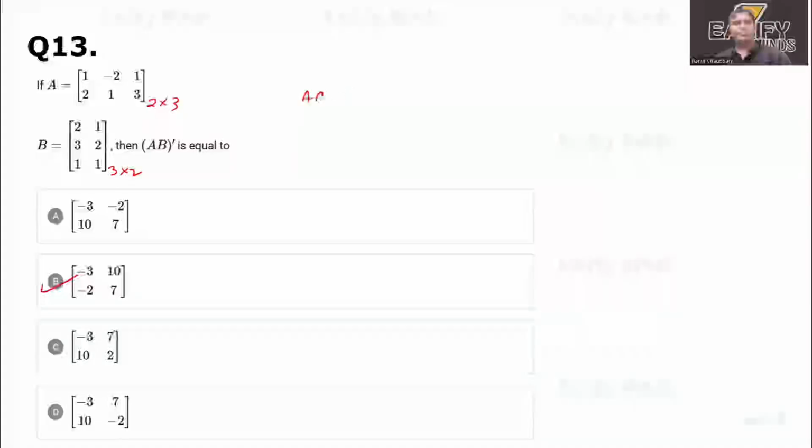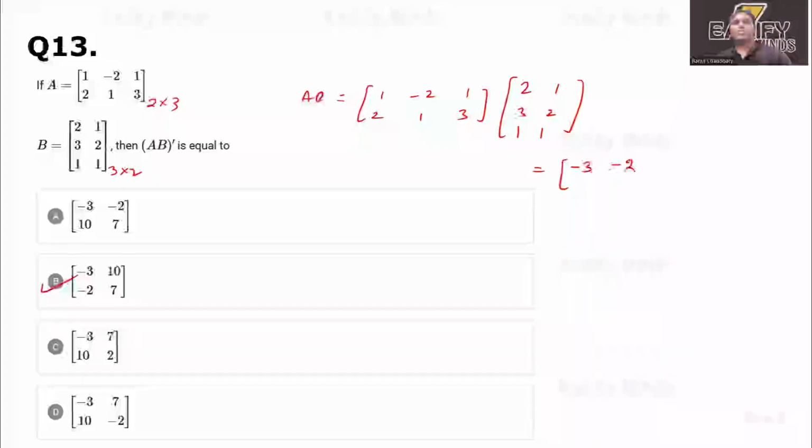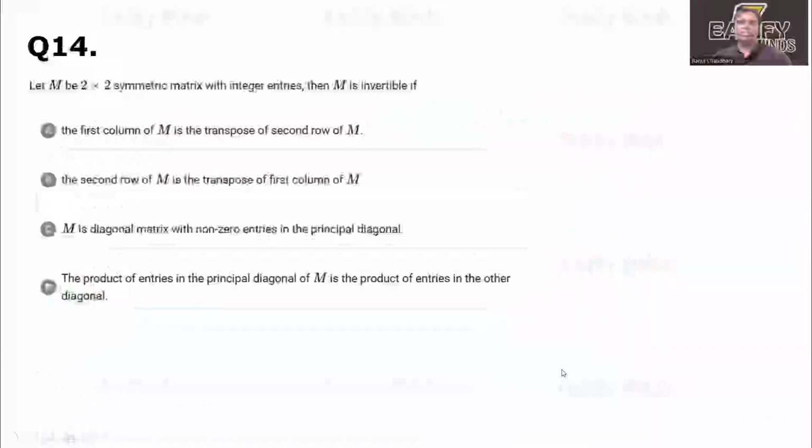So we multiply them. AB: [[1, -2, 1], [2, 1, 3]] multiplied with [[2, 1], [3, 2], [1, 1]]. Now let's multiply: 2 - 6 + 1 = -3, 1 - 4 + 1 = -2, 4 + 3 + 3 = 10, and 2 + 2 + 3 = 7. We have to do its transpose, so it is [[-3, -2], [10, 7]]. So the answer is B. Clear? Let's move to the next one.